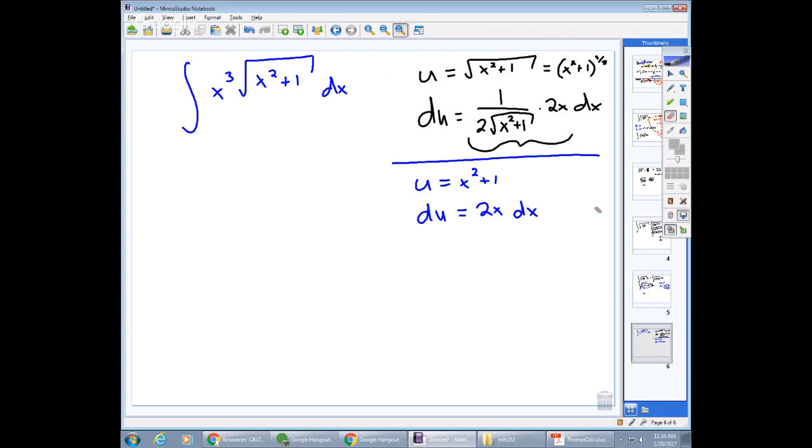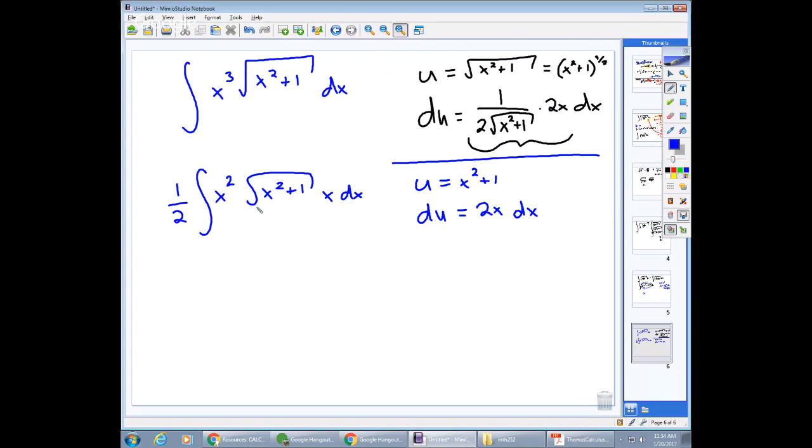But I think there might be a way around it. Let's try it. So let's see. I'm going to rewrite this for a second. If there's a 2 right here, it'd be nice if there was a 2 over here, which means I'll have to compensate by putting a 1/2 outside. Out of the x cubed, I'm going to pull an x to go with the dx, which is going to leave an x squared outside. So I'm going to rewrite it like that.